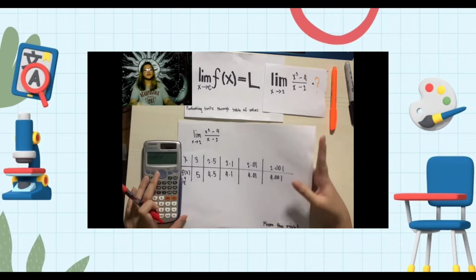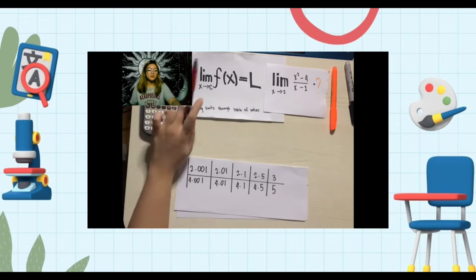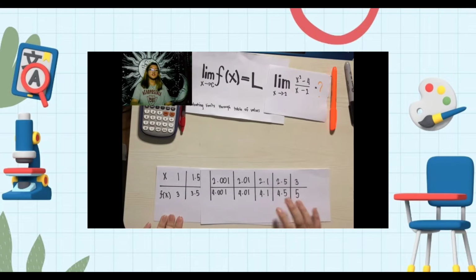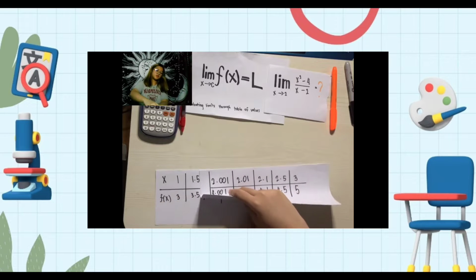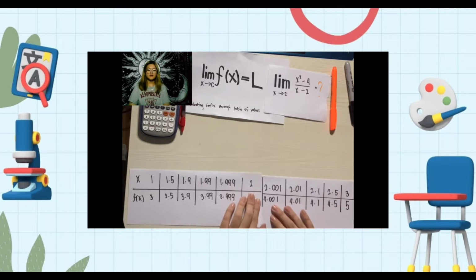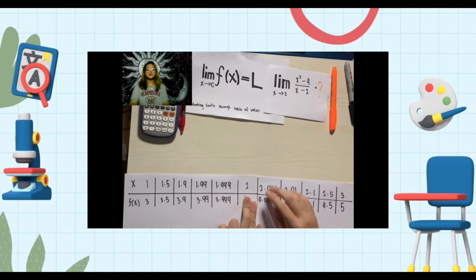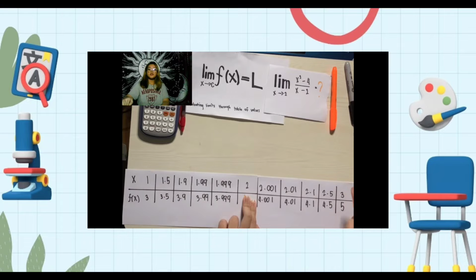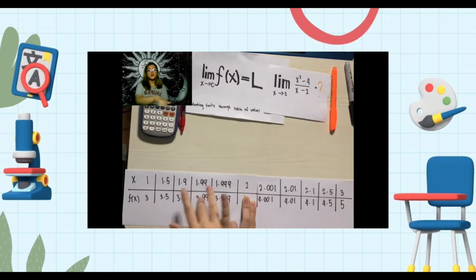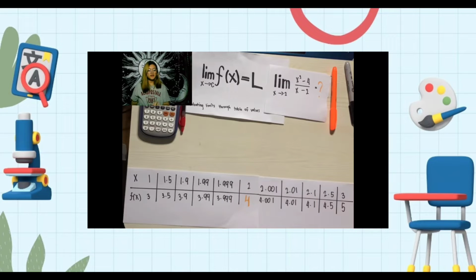After that, I want you to observe our table. Let me combine them for us to fully observe the table. As you can see, our x values in the top row, from the right side, are going towards 2, and from the left side, also going towards 2. Now observe the function values. After observing, we can conclude that the limit of our function is 4.